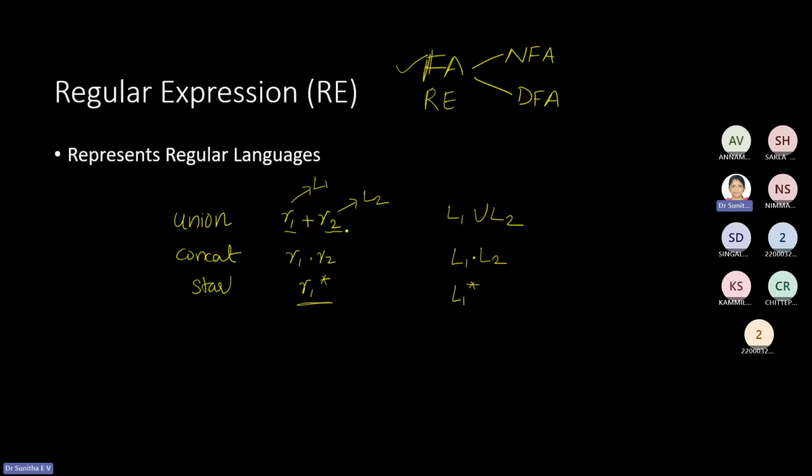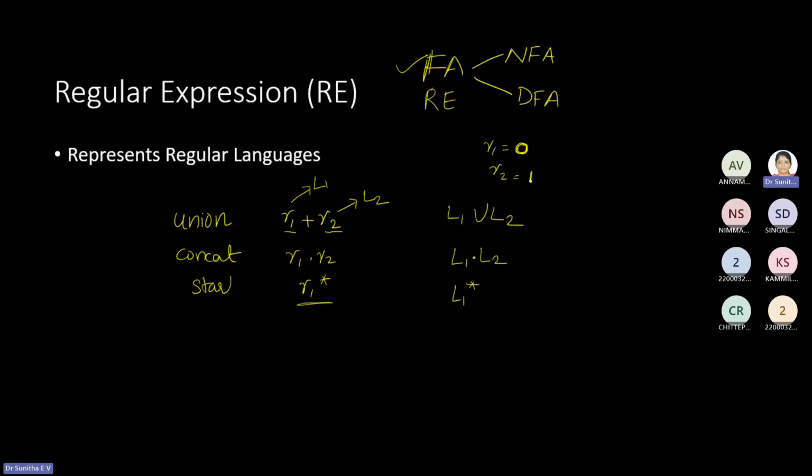If L1 is the language represented by R1, then L1 star is the language represented by R1 star. For example, if we say R1 is equal to 0, a single symbol can represent a regular expression. Then suppose R2 is equal to 1. 1 can also be considered as a regular expression. Suppose L1 is equal to {0}, the language represented by this regular expression. And R2 equal to 1 represents the language {1}.